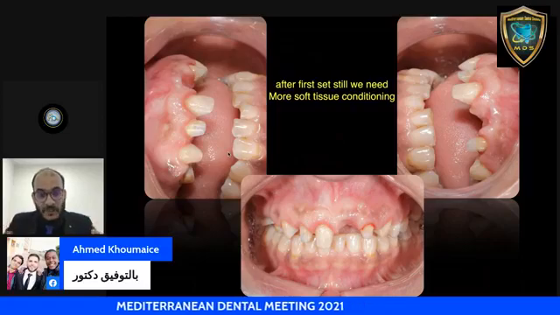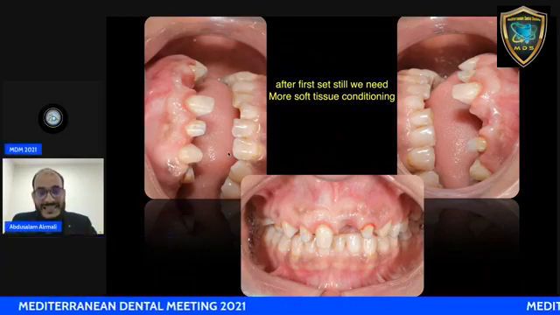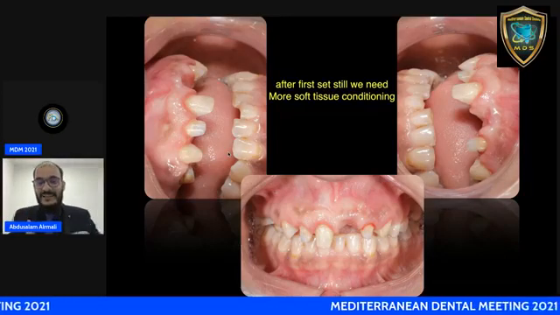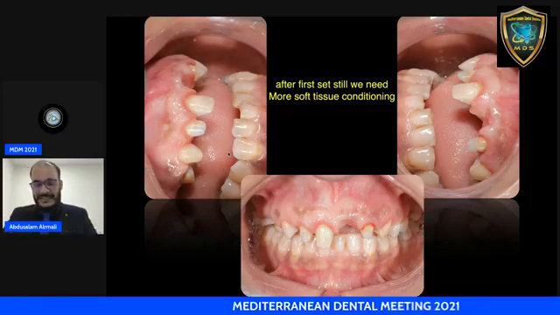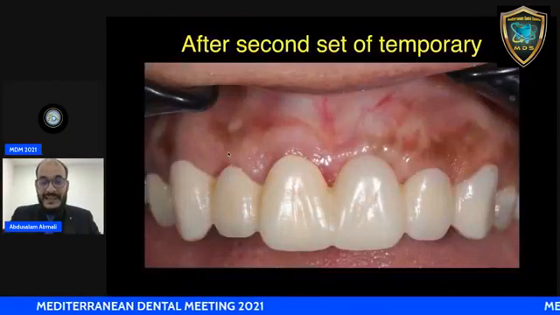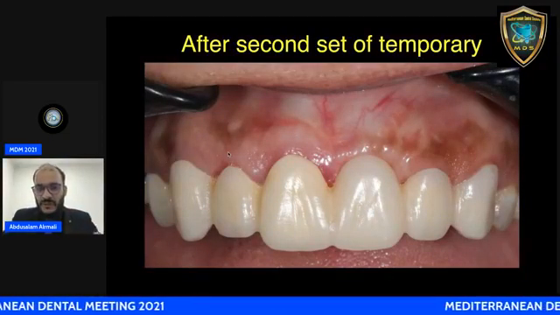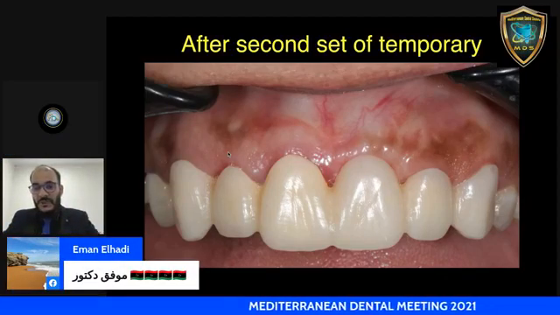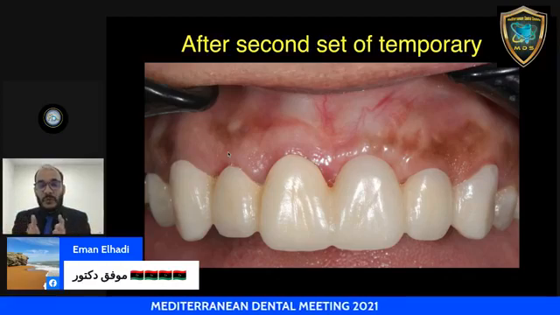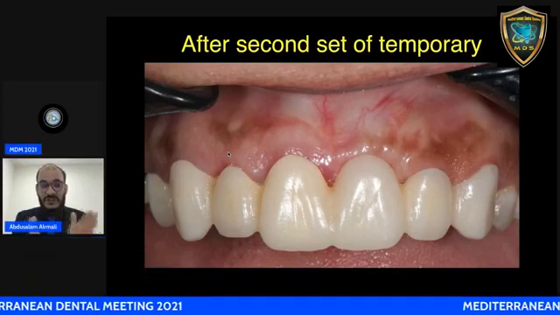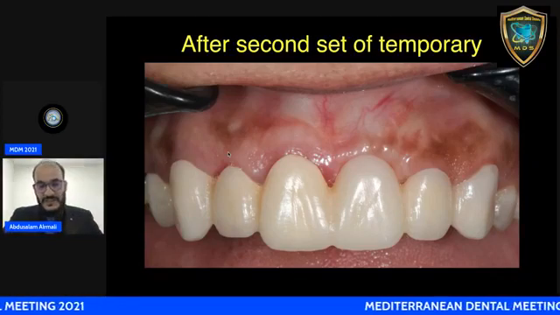Now you can see the pontic site development. You can see the tissue conditioning at the implant side and the tissue conditioning on the teeth side. This is the second set of temporary intraoral scan, and this is the second set of temporary trying to optimize more the zenith of the teeth, open the embrasures, give the chance for the interproximal tissue to mature, because this is very critical after 2, 3, 4, 5, 6 months from the surgery.